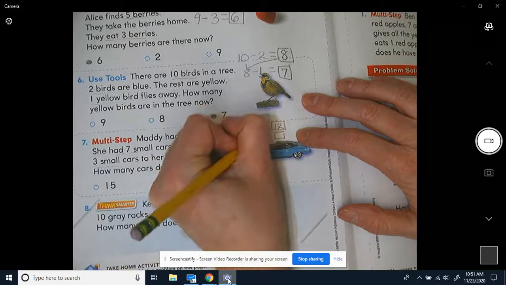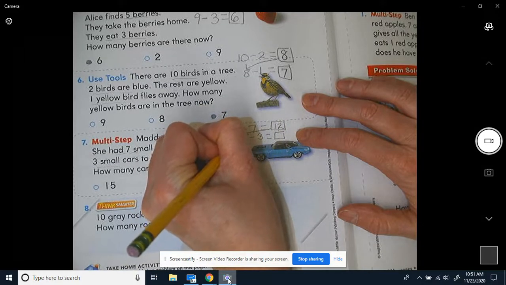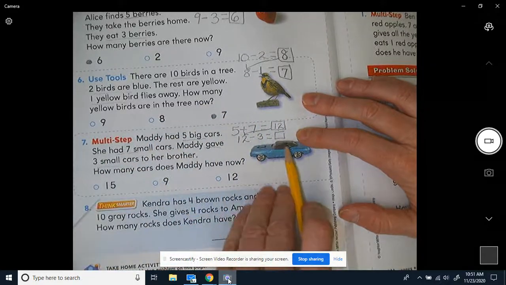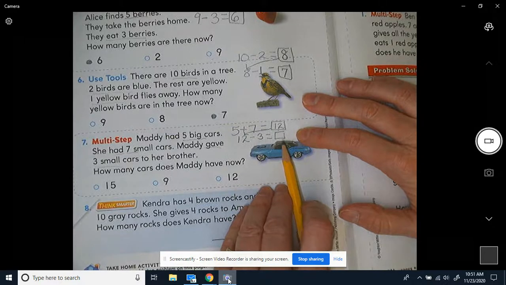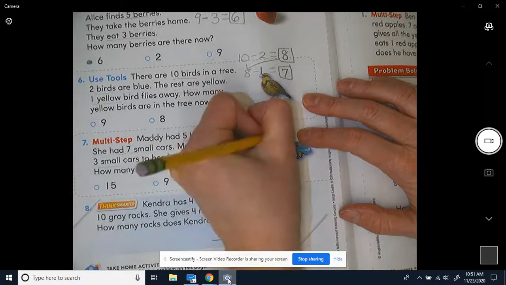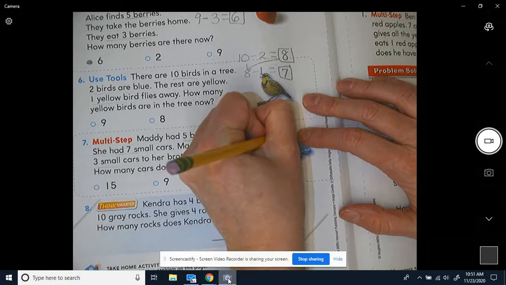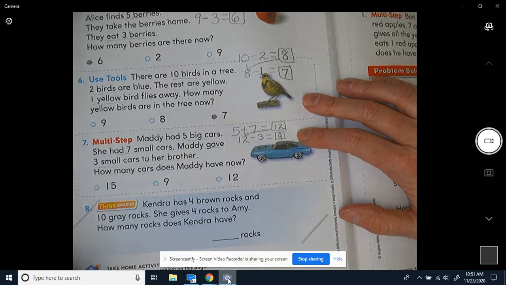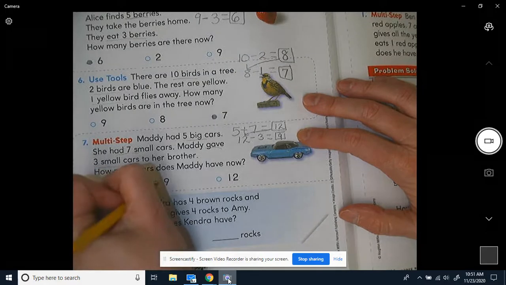And that 12, look, we got that from right there, didn't we? So what's 12 minus 3? Let's count back. 12, 11, 10, 9. So how many does she have now? 9. Do you believe me?